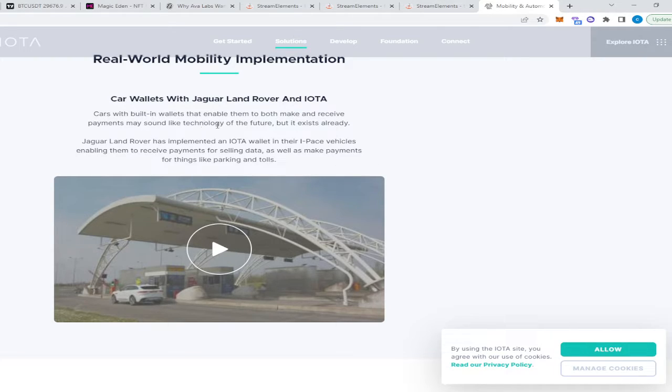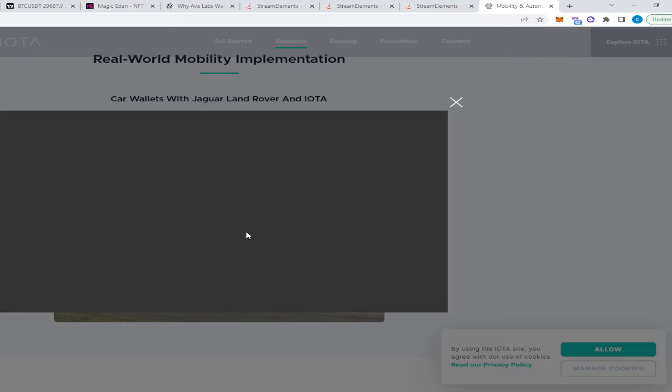Cars with built-in wallets that enable them to make and receive payments may sound like technology of the future, but it already exists. Jaguar Land Rover has implemented an IOTA wallet in their I-PACE vehicles, enabling them to receive payments for selling data, as well as make payments for things like parking and toll. So let's see the little video real quick.